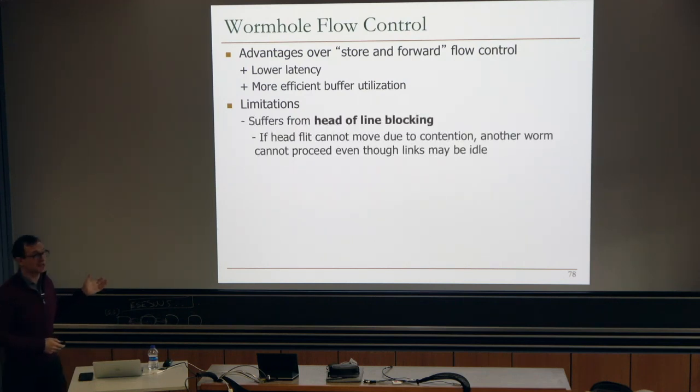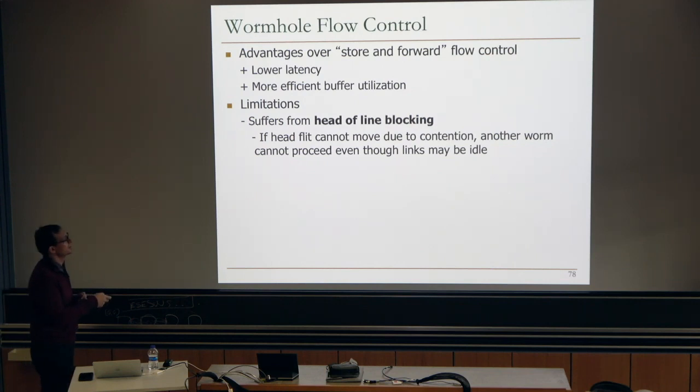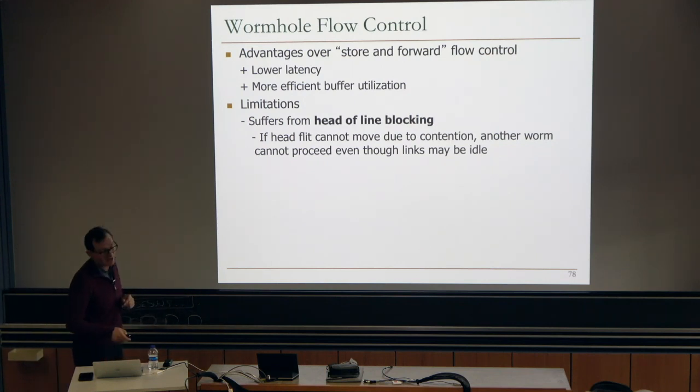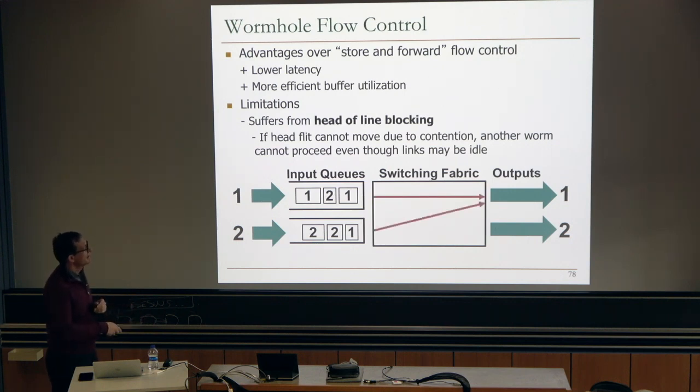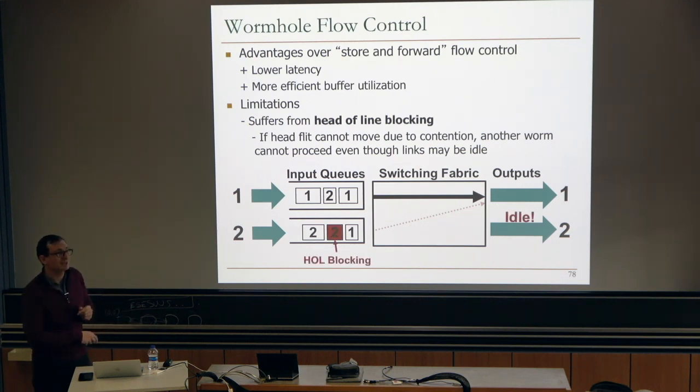It suffers from what is known as head of line blocking. If a head flit cannot move due to contention, another worm cannot proceed, even though its links may be idle. This is an example. These are the input queues that you have, and 1 means it requires output port 1, 2 means it requires output port 2. These are the input port numbers. As you can see, both of these queues require output port 1. One of them gets it, and the other one cannot, but this other output port now becomes unutilized because you're not doing out-of-order scheduling here.